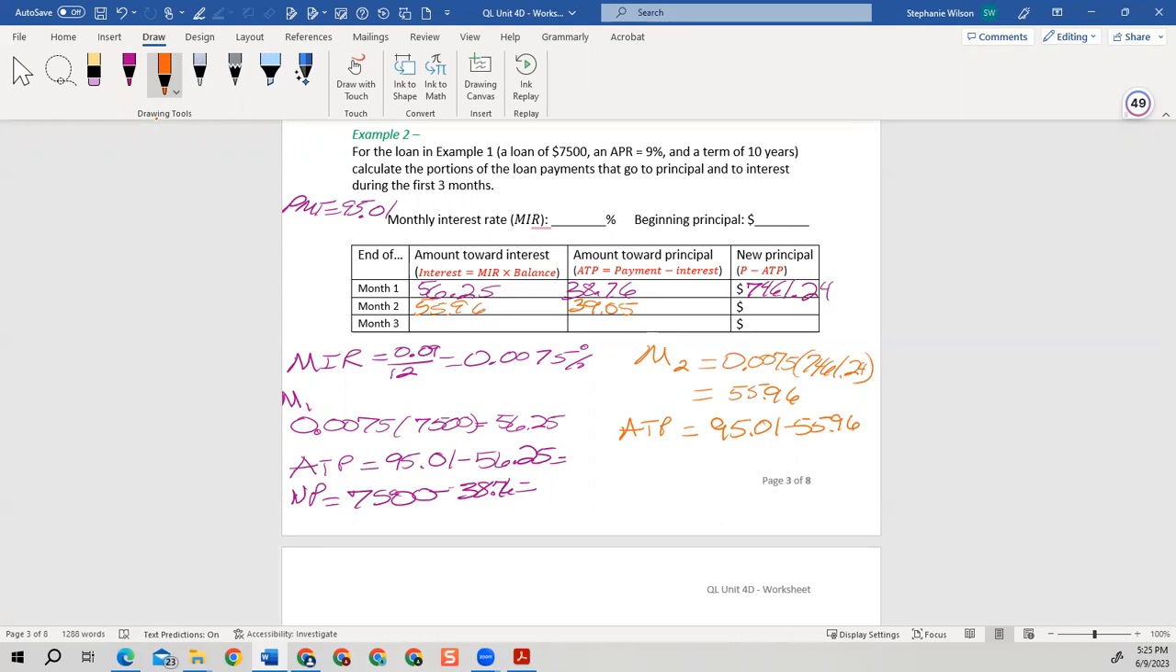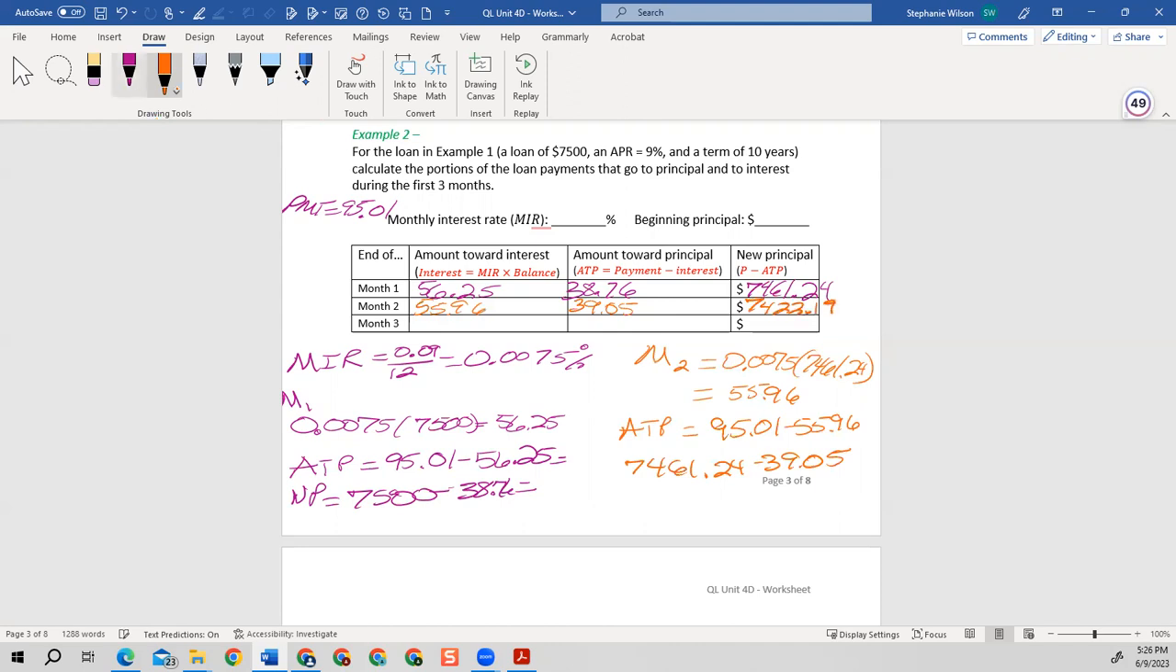That's the principal part. Now to find the new principal balance, I'm going to take the 7461.24 and subtract that 39.05. And when I do that, now I get a new balance of 7422.19.